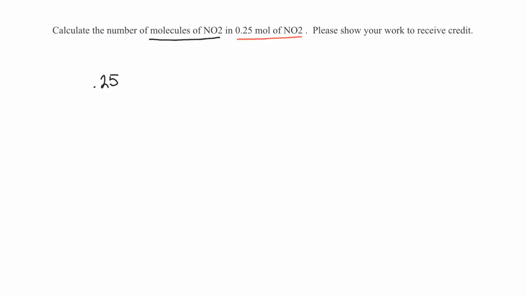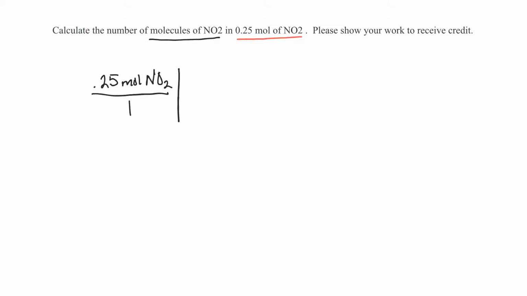0.25 moles of NO2. We're going to put that over 1. Okay? And now it asks us to find how many molecules.